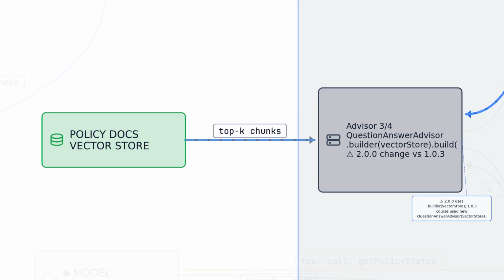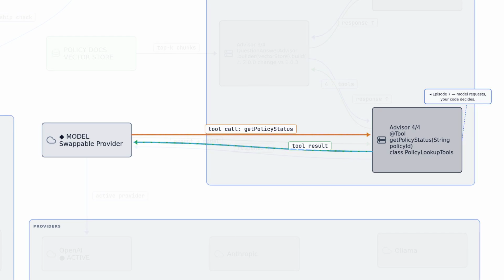Third, RAG. Ground the answer in your own policy documents instead of the model's guesswork. Small on-screen note: in 2.0.0, this is .builder. Update if you're following the older 1.0.3 course code. Fourth, tools. When the model needs a live fact, like an account status, it calls your Java method. Your code decides what's allowed, the model only requests.